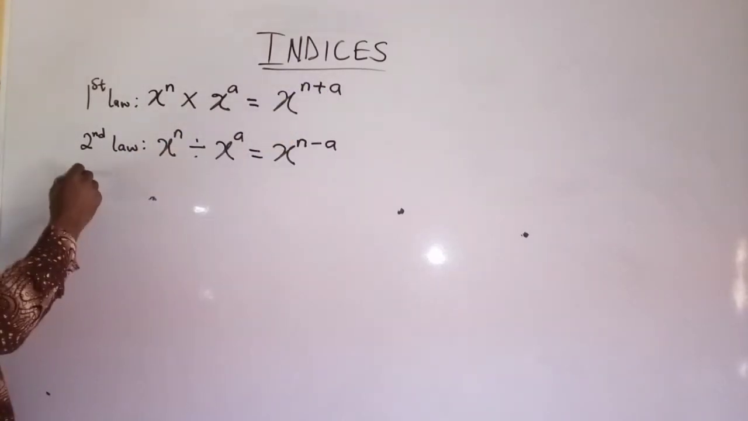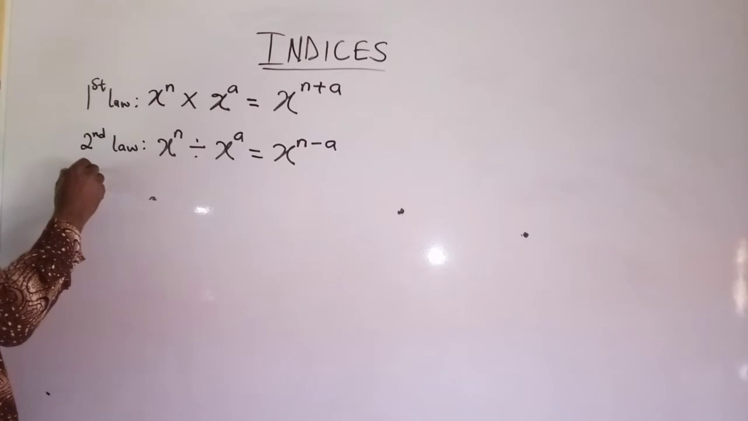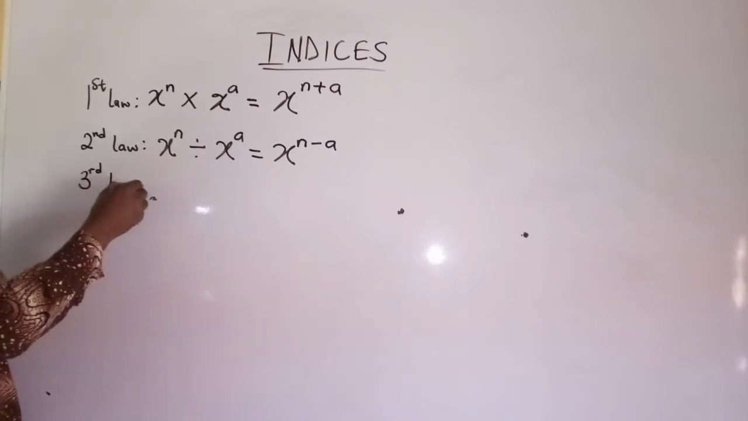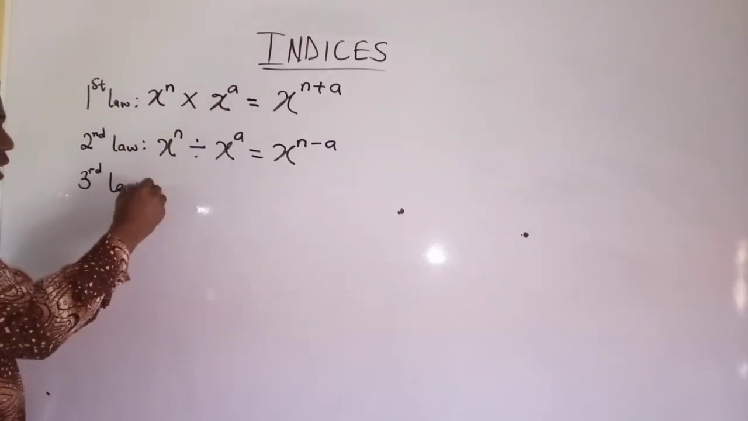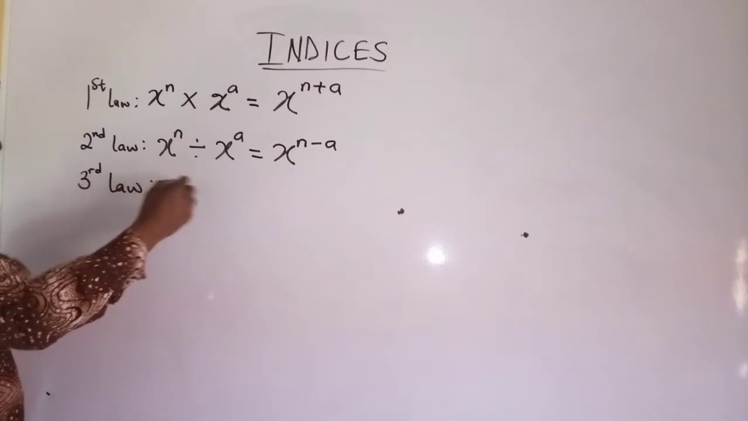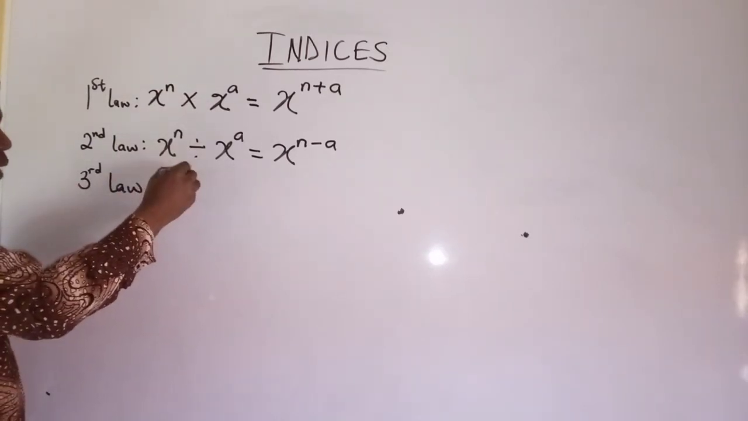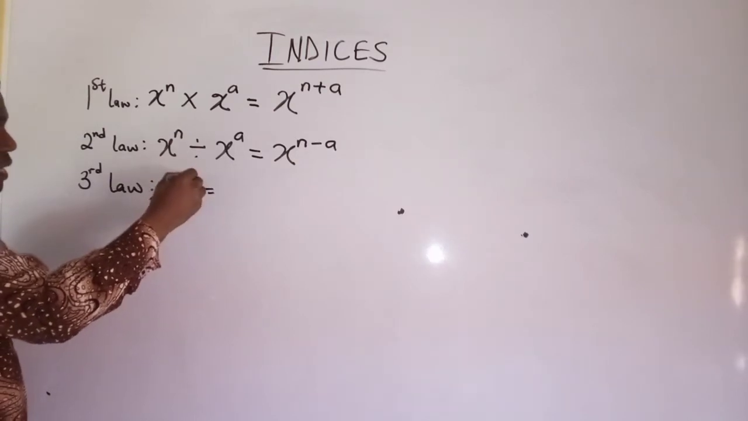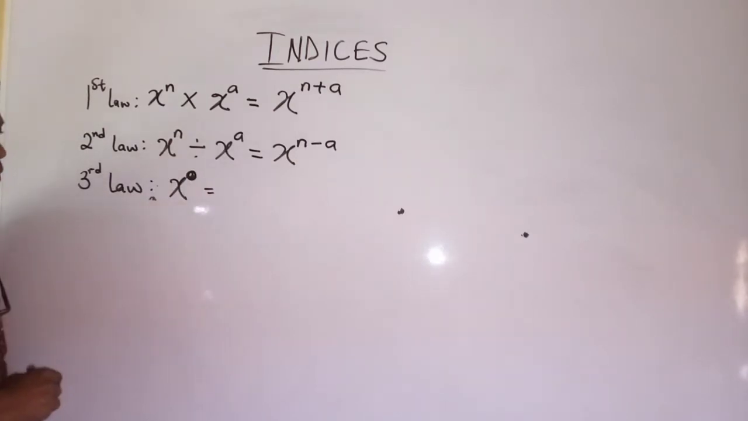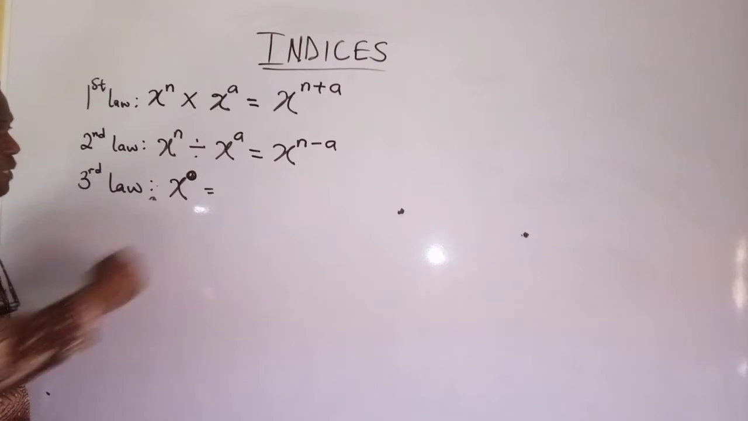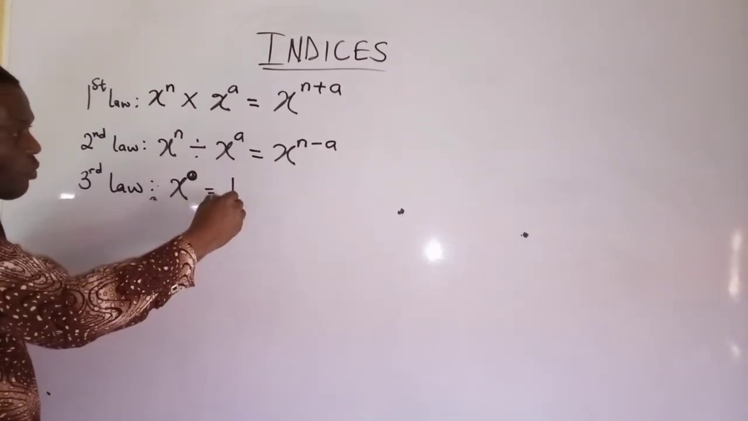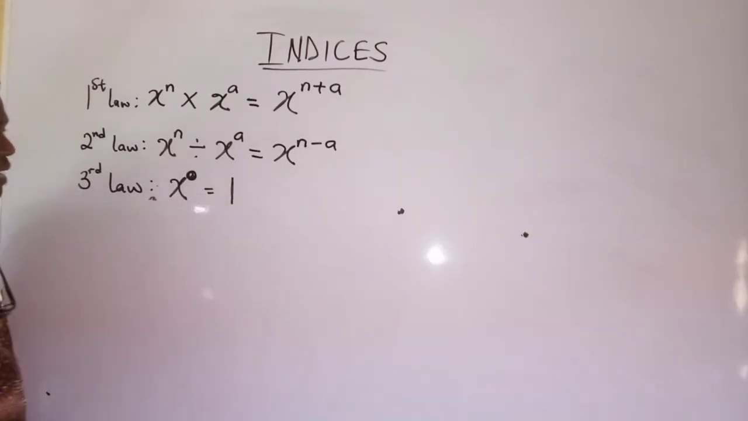The third law can be reversed just anyhow, as these are the laws. I can decide to have x raised to power 0. Beg your pardon, x raised to power 0 is always 1.